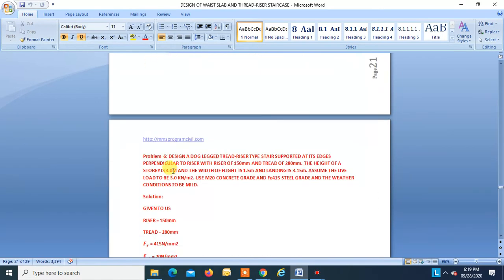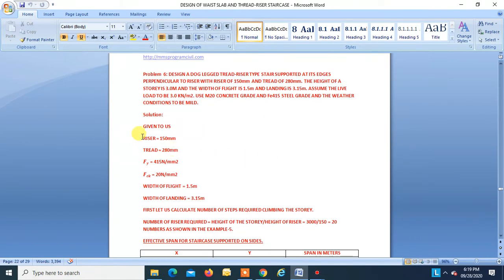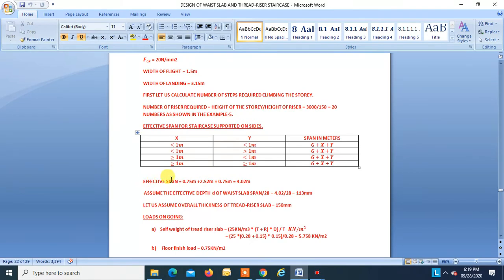Okay, now taking the same example, but we will take it as a tread riser type staircase. Given is riser 150, tread 280, fy 415, fck 20, width of flight 1.5, width of landing 3.15. Okay, and we know we have to give 20 risers, as seen in the last example. And our effective span was found to be 4.02.